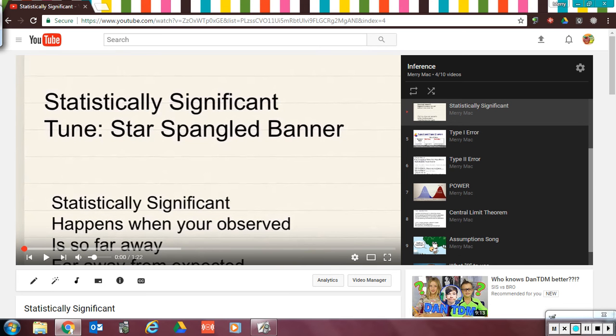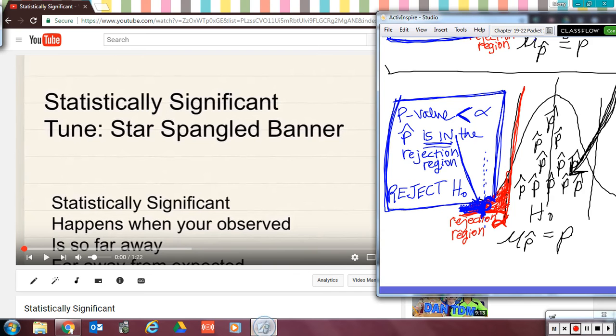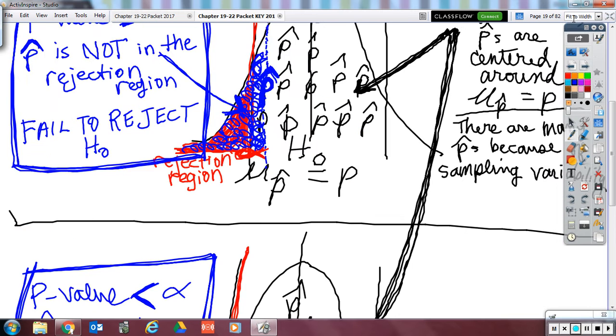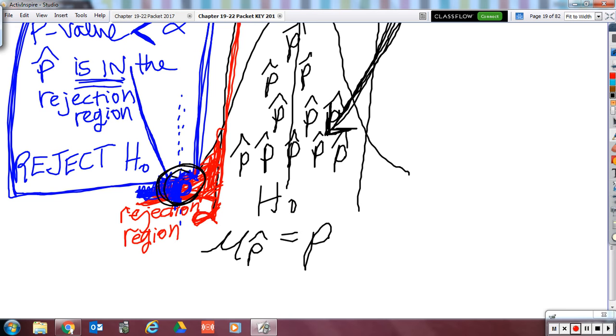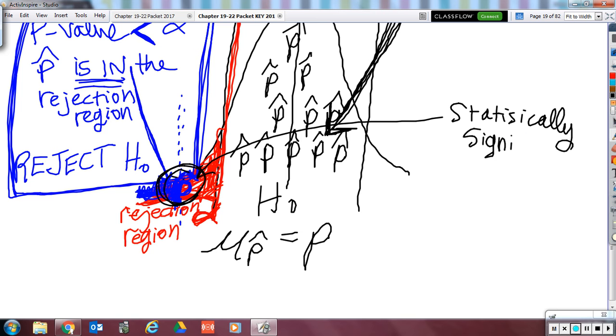Very good. So there's that one. And then we're going to do our final concept of statistically significant. What has happened up here is that if our sample is in the rejection region, then it is considered statistically significant. I know that the Star Spangled Banner and this song itself is a little dramatic, but all the words in it are so right on to what this definition is.